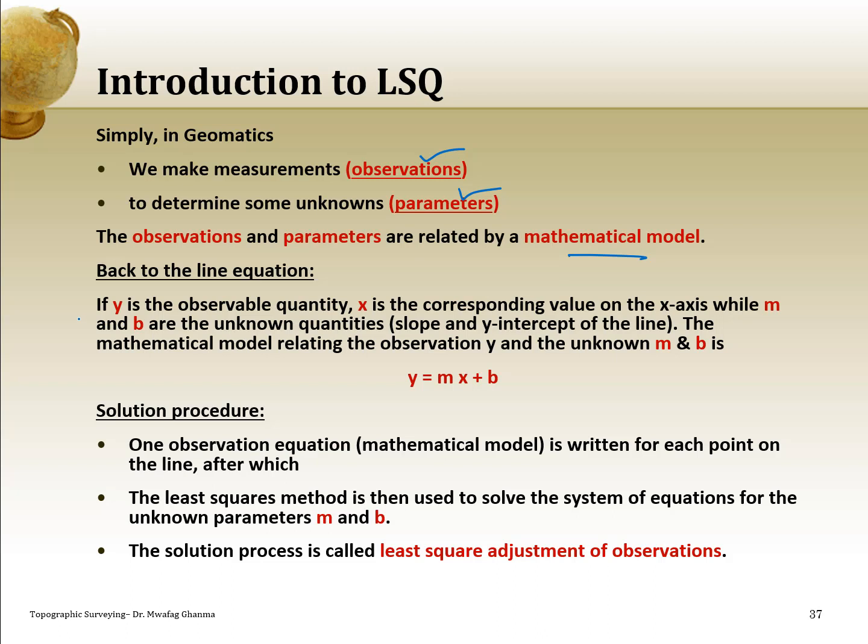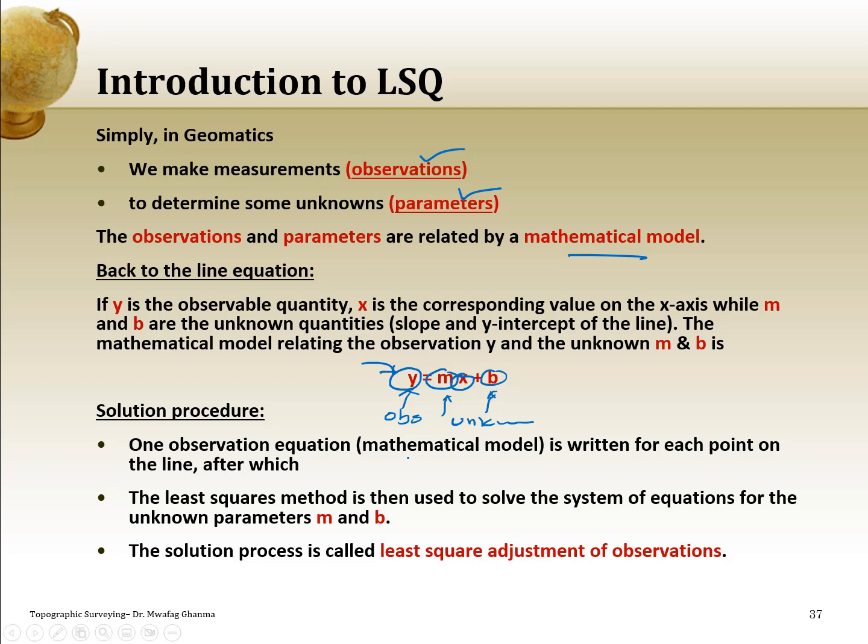If you go back to the equation of the line, what do we have? We have y, the y value, an observable quantity. This is what we observe. For every x, we observe y. And we have m as an unknown, and b is another unknown. So y is the observation, m is an unknown, and b is another unknown, or they are the parameters.